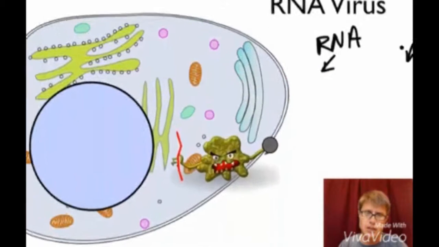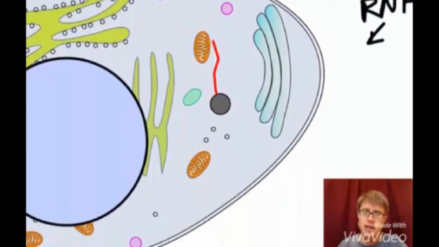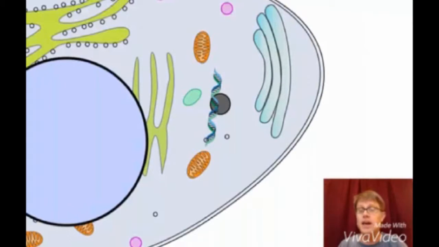So they inject RNA and reverse transcriptase in. And what does reverse transcriptase do? Well, it does the opposite of transcription. In other words, it takes RNA and actually makes DNA out of it. Now, why is that bad?